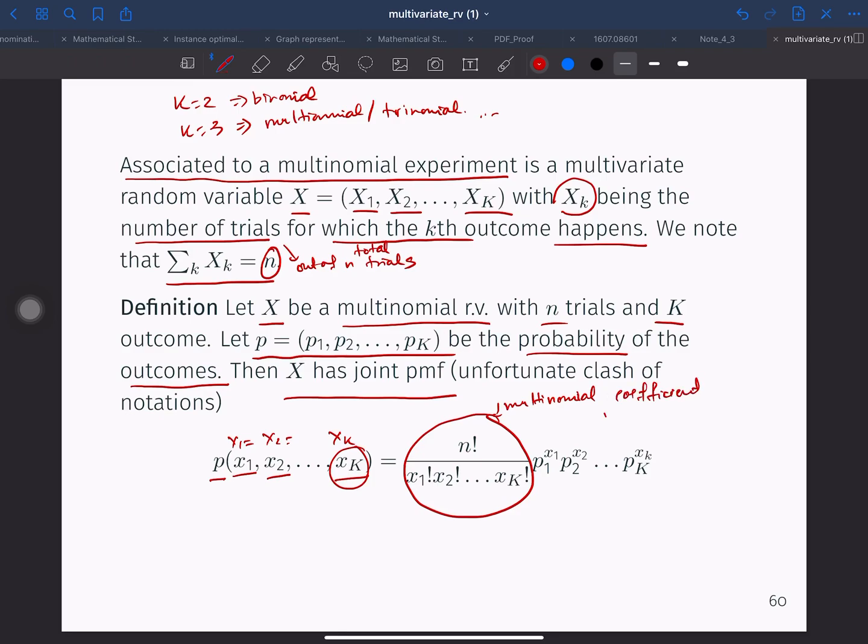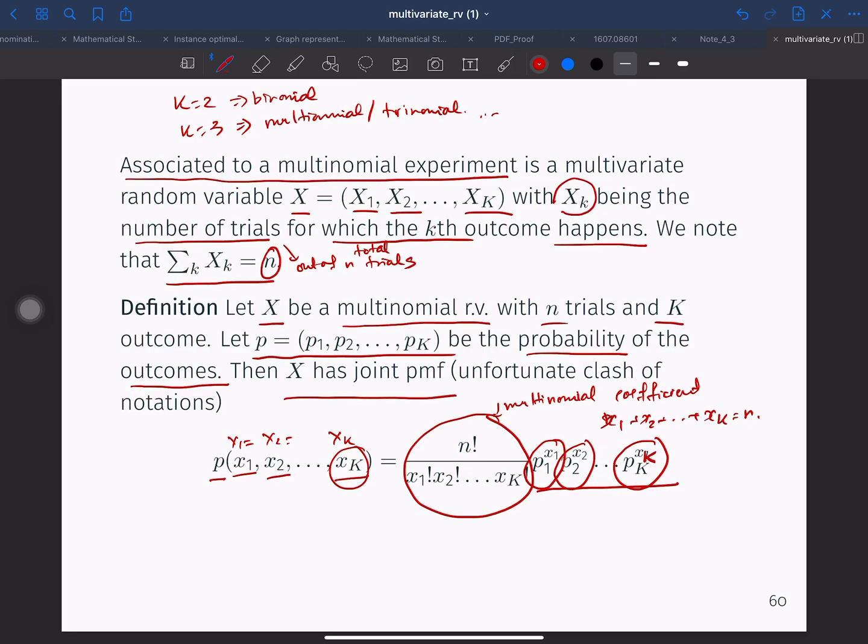Because we require that x1 plus x2 plus ... plus x capital K have to be equal to n, so that's the multinomial coefficient, multiplied by the probability p1 to the power of x1, p2 to the power of x2, all the way up to p capital K to the power of x capital K. So there's a small typo here. That in itself defined the notion of the multinomial random variable.